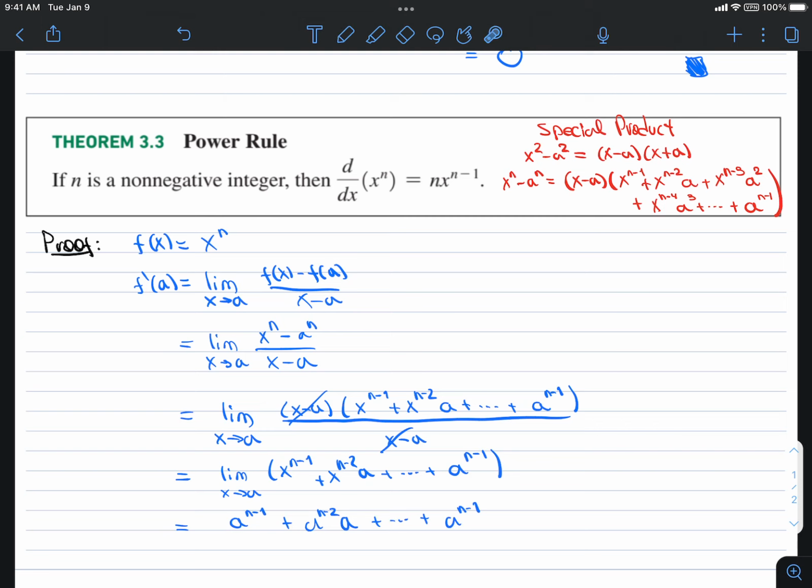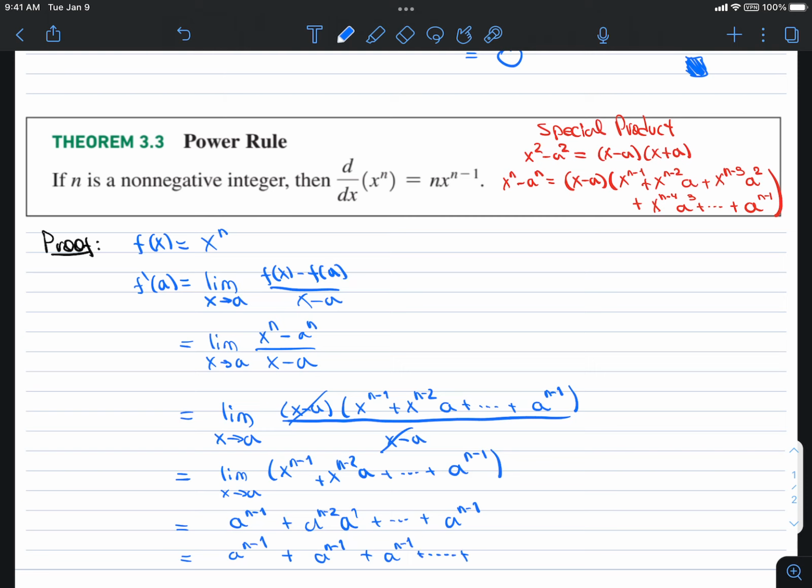so what is this, right? This is a to the n minus 1, there's no change. The second one is a to the n minus 2 times a, so I add n minus 2 plus 1, so that's n minus 1. The second term, the same thing will happen. So look at the third term actually, right? This x is going to become an a, so this will be n minus 3 plus 2. So that's going to be n minus 1 again.